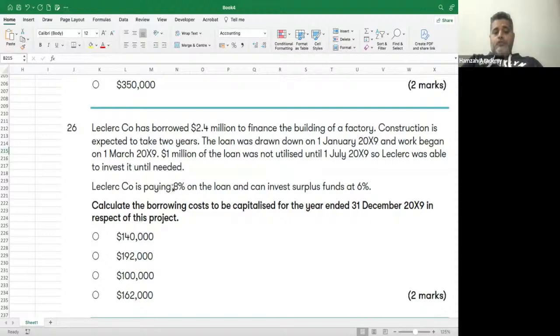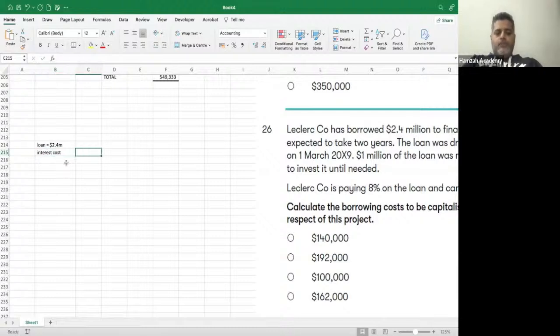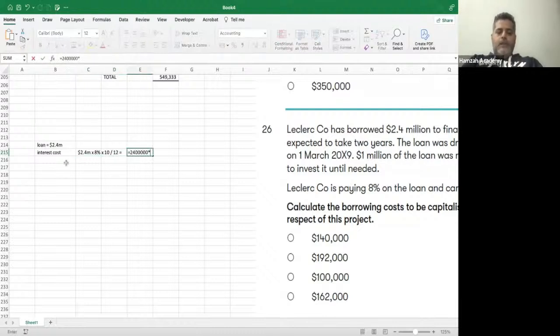And the cost of loan is 8%. So the interest cost is going to be 2.4 million into 8% into 10 by 12. So that is 2400 into 0.08 into 10 by 12. That's 160,000, the interest cost.